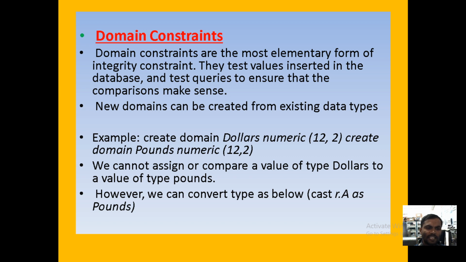Now if you want to take an example, we create the domain for the dollar data type, with the help of the domain as pounds numeric 12,2, up to 10 digits we are giving. We cannot assign or compare a value of the type dollar to a value of the type pounds here. Very, very important. When you are defining the user defined data type, we cannot assign or compare values of the type dollars to pounds.